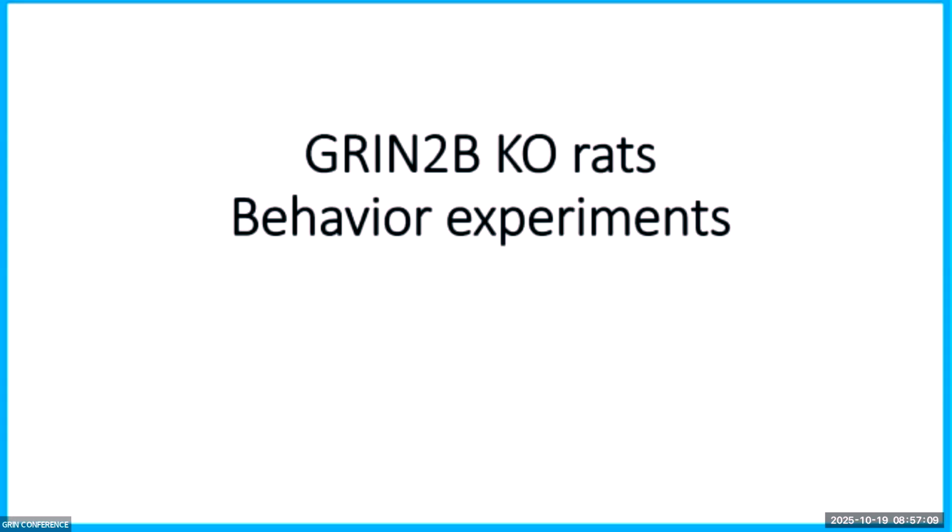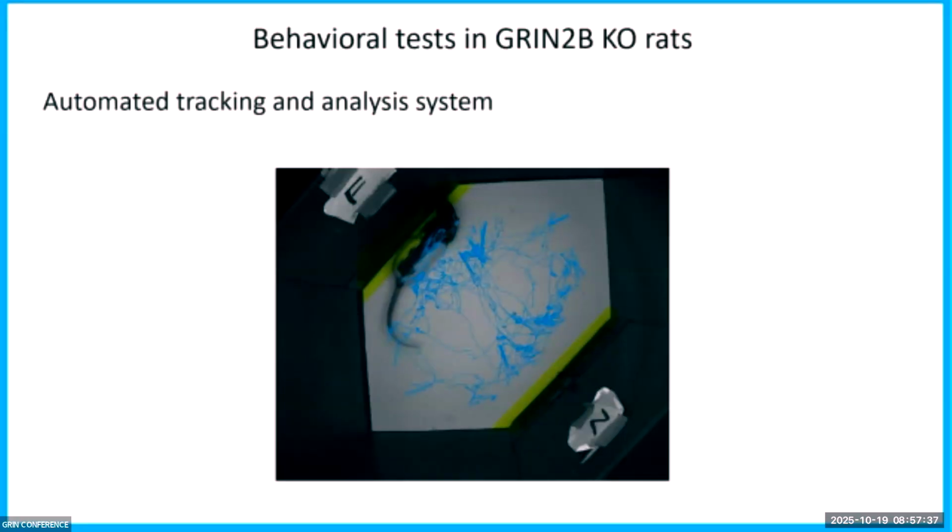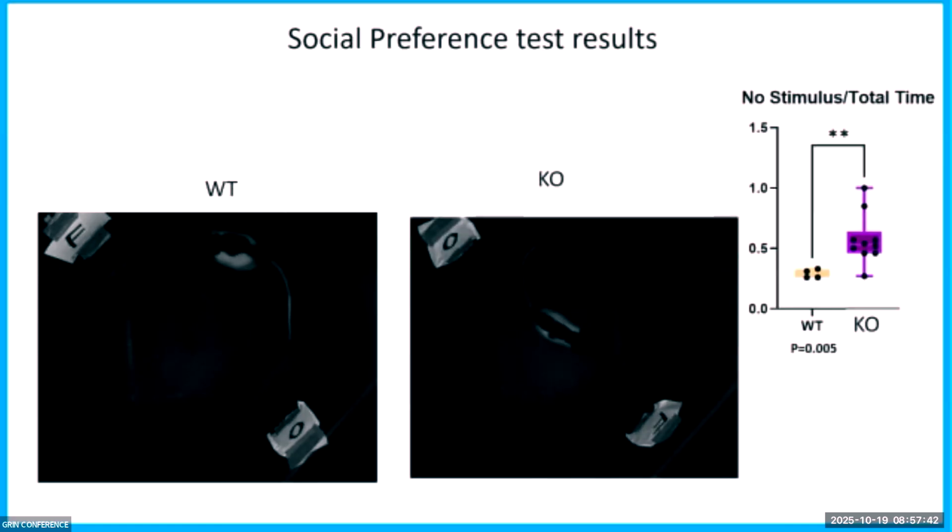We wanted to use another model. We have the GRIN2B knockout rats, and we have done some behavioral experiments. Basically, we're looking at social preference, an object versus a rat. The wild type rat would prefer to go to the other rat. And the social novelty preference, where you have a familiar rat versus a novel rat, and the wild type rat prefers to go to the novel rat. We have an automated tracking and analysis system. And I can show briefly the videos.